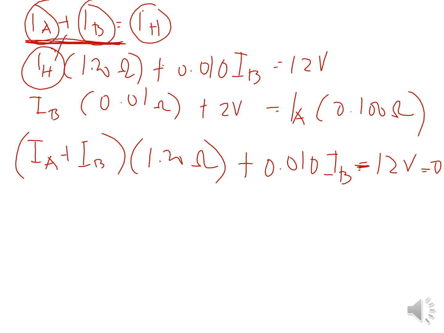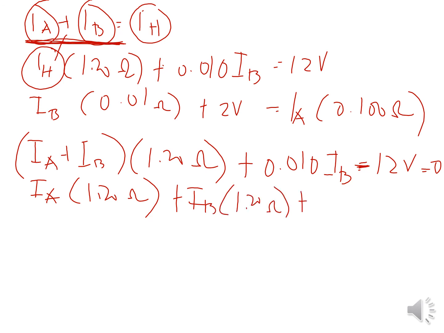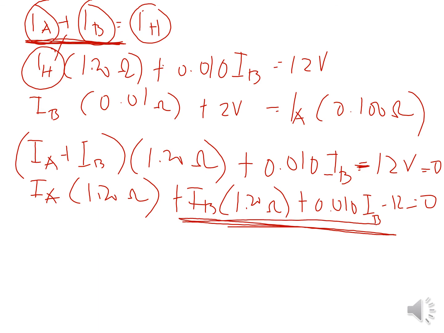So in the second equation, this can be simplified as IA multiplied by 1.20 ohms plus IB multiplied by 1.20 ohms, plus 0.010 IB minus 12 equal to 0. You just need to simplify. You can add the two IBs. And then for the third equation, this is the negative side.